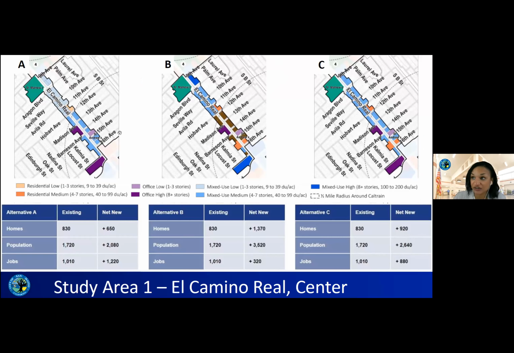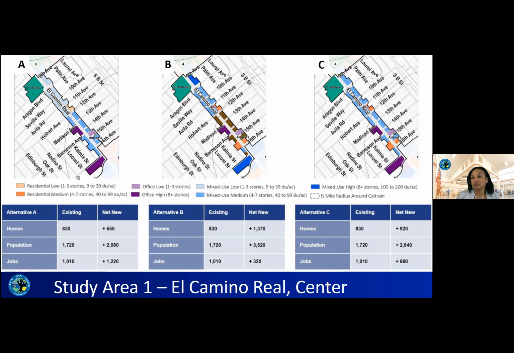These are the different land use scenarios. You have A to the left, B in the middle, and then C to the right. In A, towards the northern section, it's going to be a lot of mixed use low. And then going further south, it's going to turn into mixed use medium. Mixed use low has 1 to 3 stories and 9 to 39 dwelling units per acre. And then mixed use medium is going to have 4 to 7 stories and 40 to 99 dwelling units per acre. And this dark purple is office high, which is 8 or more stories. So think of basically a really tall office building with multiple businesses located in it.